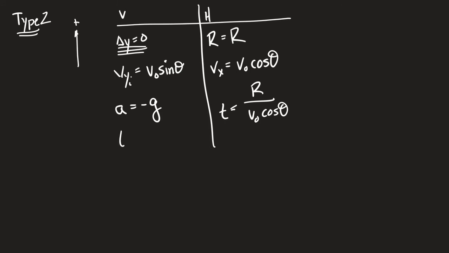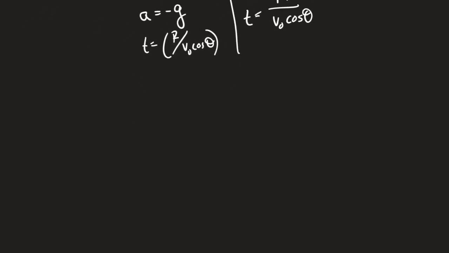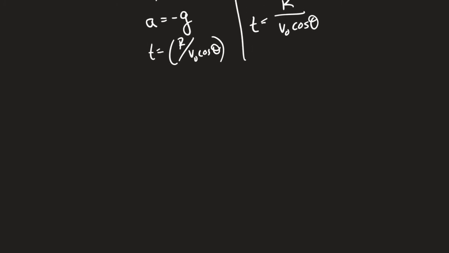If I were to use R divided by V naught cosine theta, I could come up with a relationship for a type 2 problem that tells me the range without having to do substitution. Meaning I can come up with one relationship. This is called the range equation, and I'd like you to see it done. I'm going to move this up a little bit because I'm assuming you guys have been keeping up with me.